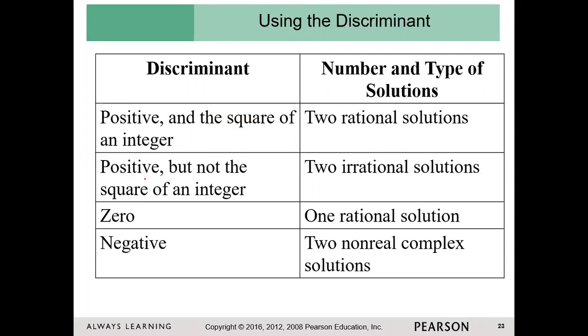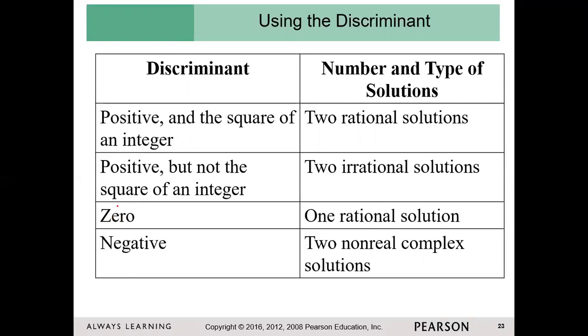If you get a positive number for your radicand, but not the square of an integer, so you get 17, 44, I think was an example that we saw already, you're going to get two irrational solutions. So you're going to have a radical as part of your two answers.